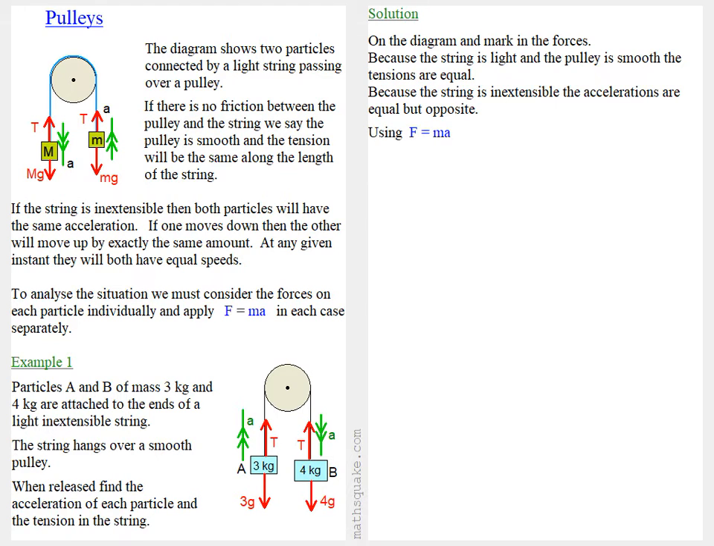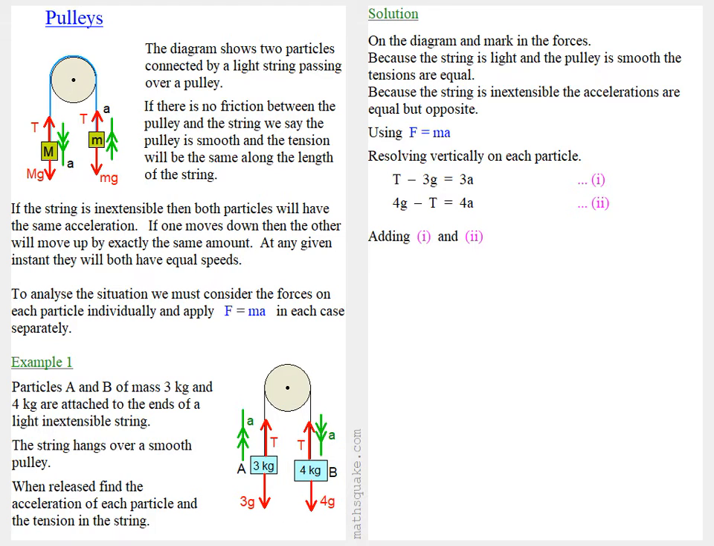Now we can use F equals ma on each particle individually. Resolving vertically upwards on A, we get T minus 3g equals 3a. We can call that equation 1. And then resolving vertically down on particle B, we get 4g minus T equals 4a. And we can call that equation 2.